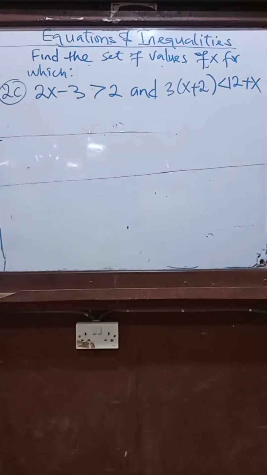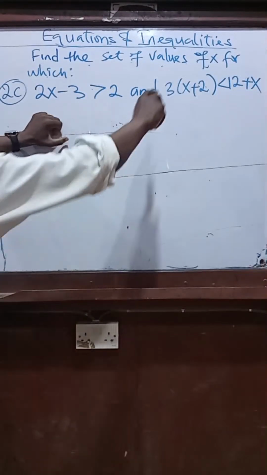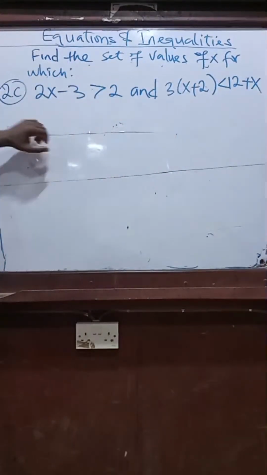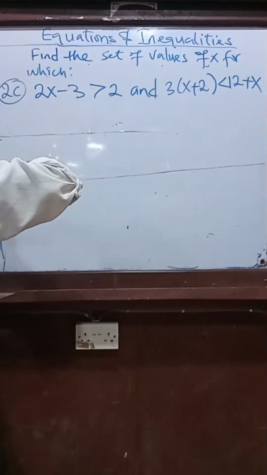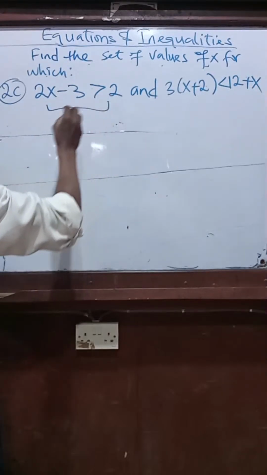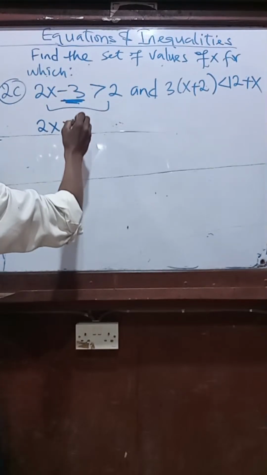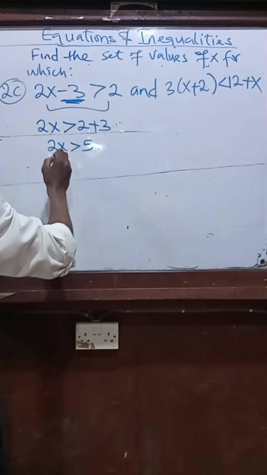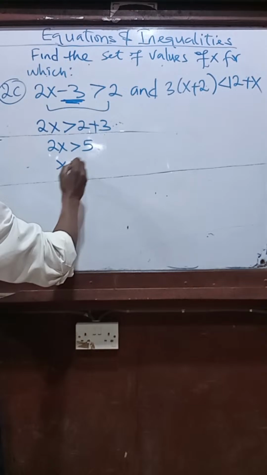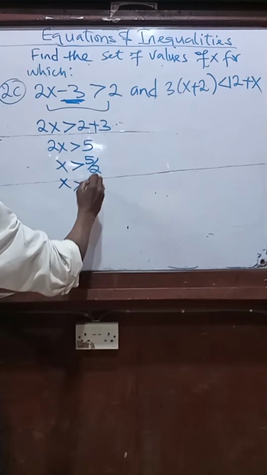So let's see what we have. We have the two equations, 2x minus 3 greater than 2, and 3 times x plus 2 less than 12 plus x. So this will be equal to the first equation. Let's solve this one. That will be 2x greater than, remove this minus 3 from here, that will be 2 plus 3. And that will be 2x greater than 5. x is what? x is greater than 5 over 2, which is x is greater than 2.5.